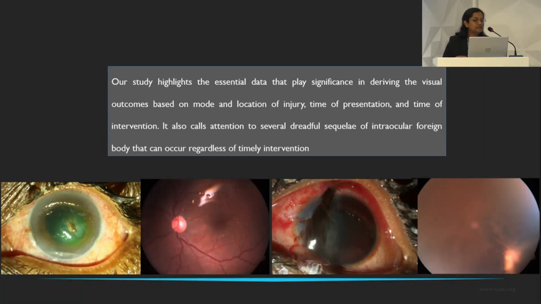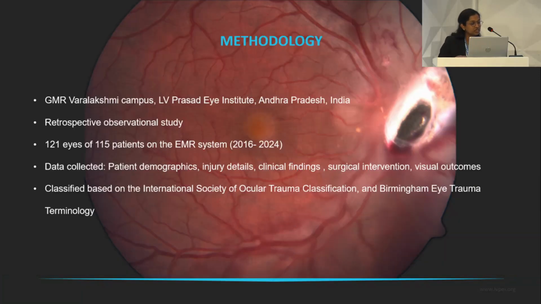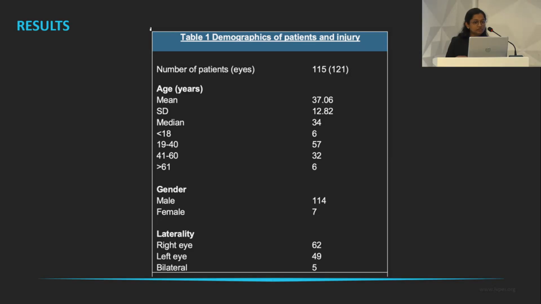So we at LVPEI did a study to find the significance in deriving the visual outcome based on mode and location of injury, time of presentation, time of intervention, basically to see the determinants which define which patient sees and which patient suffers. It was a study conducted in the GMRV campus, Visakhapatnam, of LV Prasad Eye Institute. It was a retrospective observational study of 115 patients with 121 eyes. We did an elaborate exercise on patient demographics, injury details, clinical findings, surgical intervention, and visual outcome, and these were the results that we were able to find out.